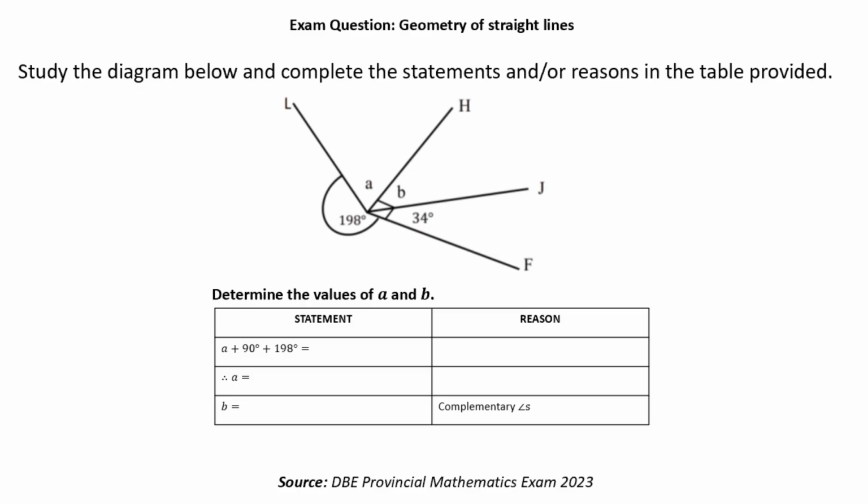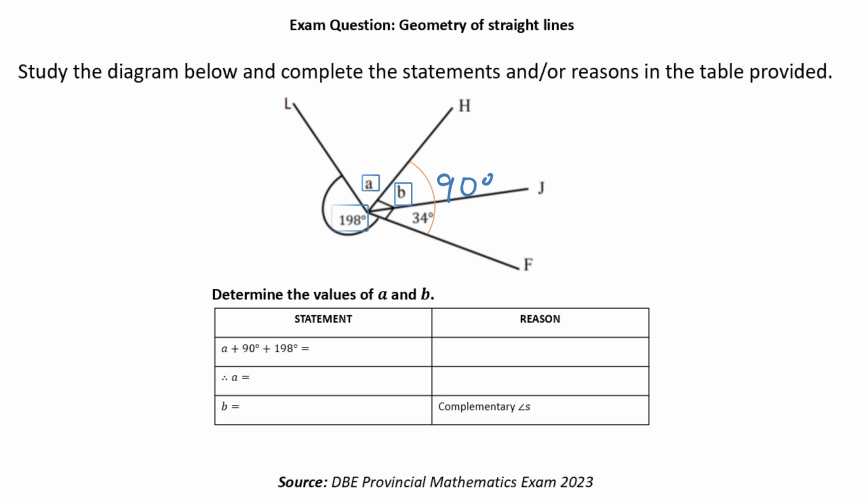Let's have a look at this geometry exam question. Study the diagram below and complete the statements and all reasons in the table provided. So look at the diagram. Several angles meet at one point. One angle is 198 degrees, one is a right angle which is 90 degrees, one is labeled A, one is labeled B with a small 34 degrees next to it. So what we have to do is determine the values of A and B.